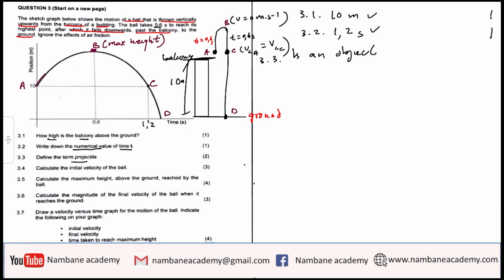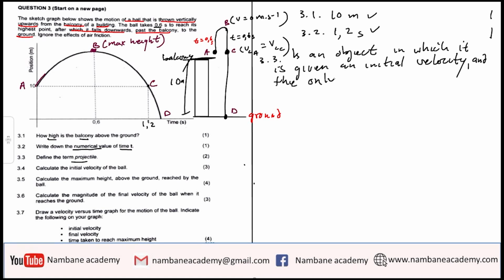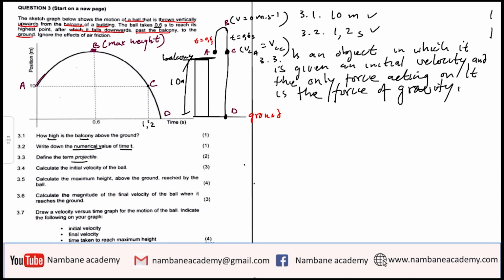It says a projectile is an object in which it is given an initial velocity and the only force acting on it is the force of gravity or gravitational force. Then you get your nice easy 2 marks, ladies and gentlemen.